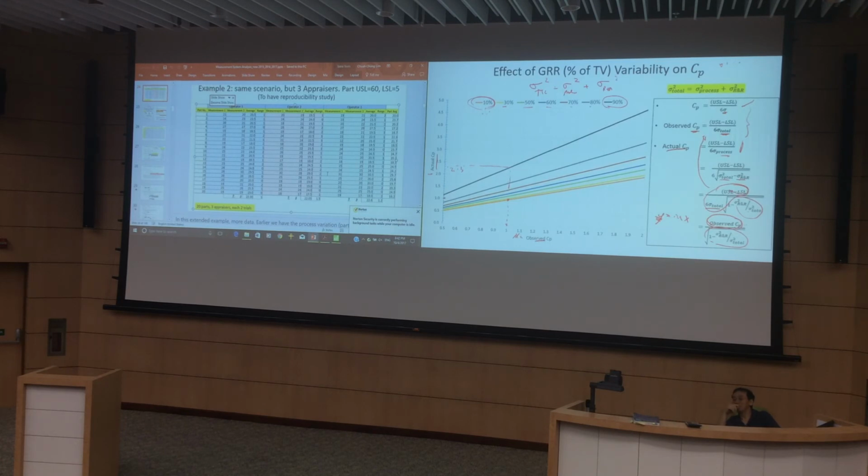You are using bad equipment and you have a lot of false rejects, because a lot of parts there are actually very good. The actual Cp is 2.3. 2.3 is better than six sigma, right? But because you use bad equipment, it gives you an observed value of Cp that is really 1. So this graph shows you the impact of having bad equipment and falsifying your actual performance.